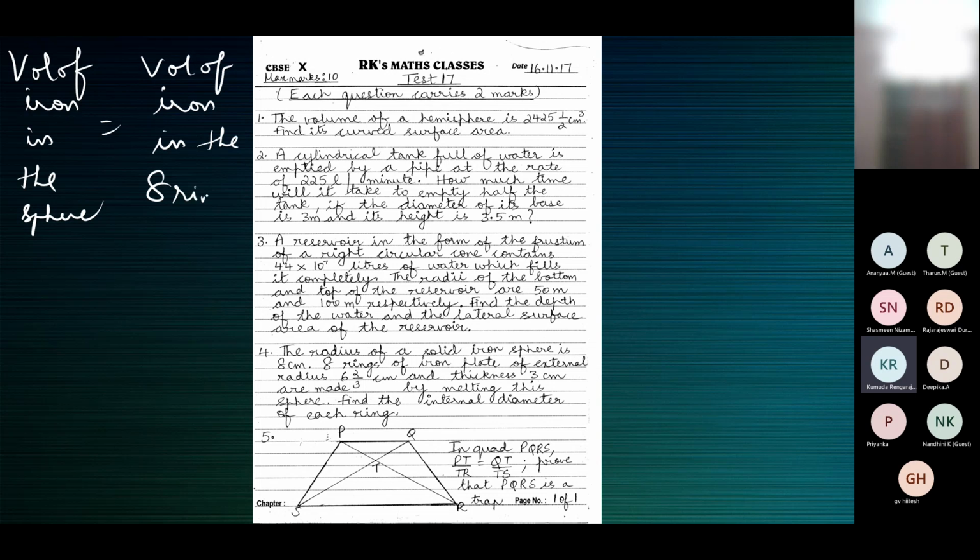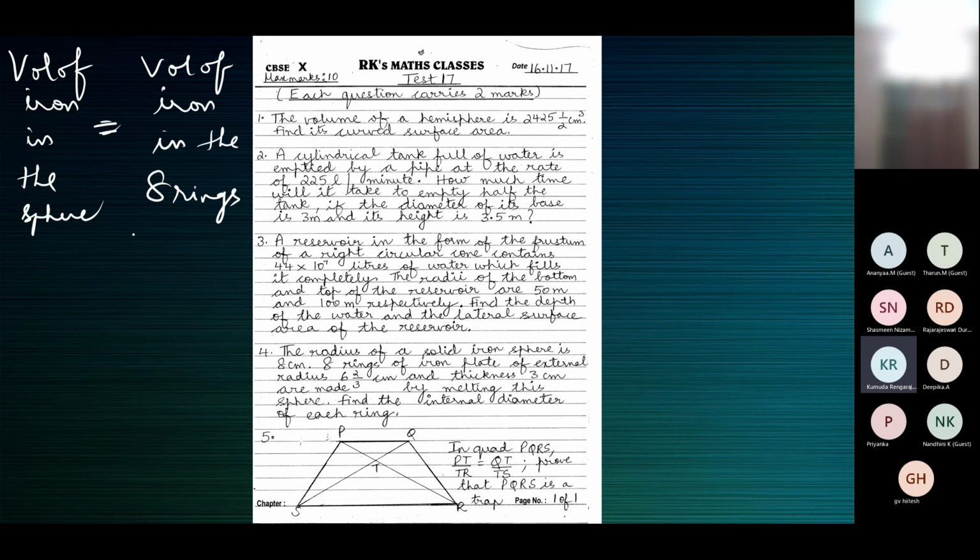This is the equation I said you should know to write. And this is so easy because it's given in the question. You don't have to come to that conclusion. It's given to you in the question itself. 8 rings of iron plate of external radius and thickness are made by melting the sphere. So you know that the iron in the sphere is melted and recast into 8 identical rings, each ring being a hollow cylinder. That's all. This is the equation you should write in words.